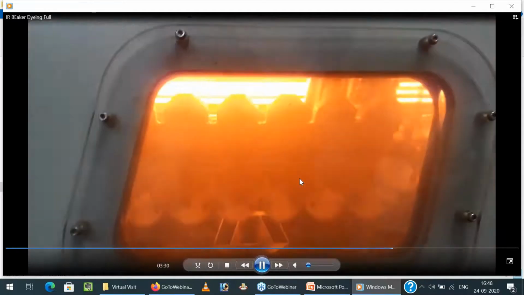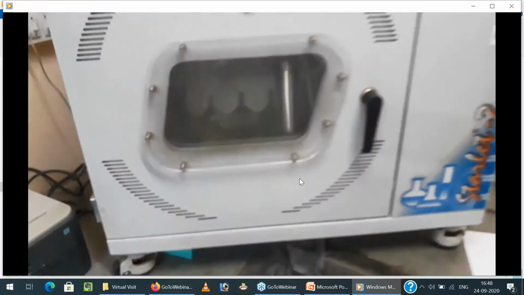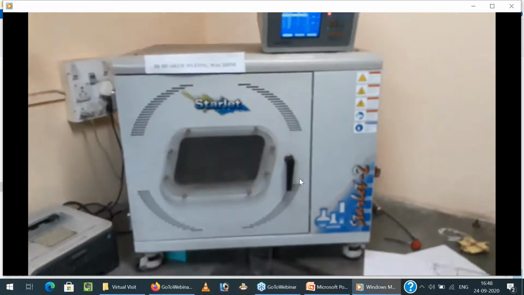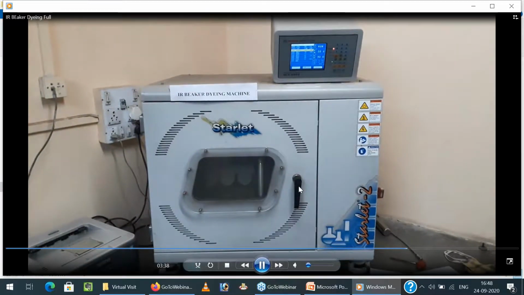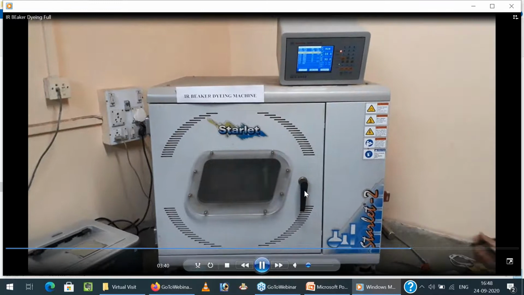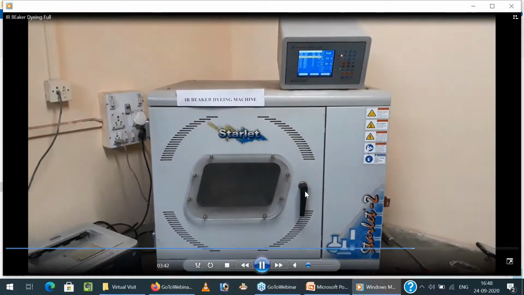It depends on your individual choice. And then at the end of the program, he will open the door and take out the beaker. Generally, as I said, it is a big glycerin bath beaker dyeing machine, but this is the latest version using infrared rays.